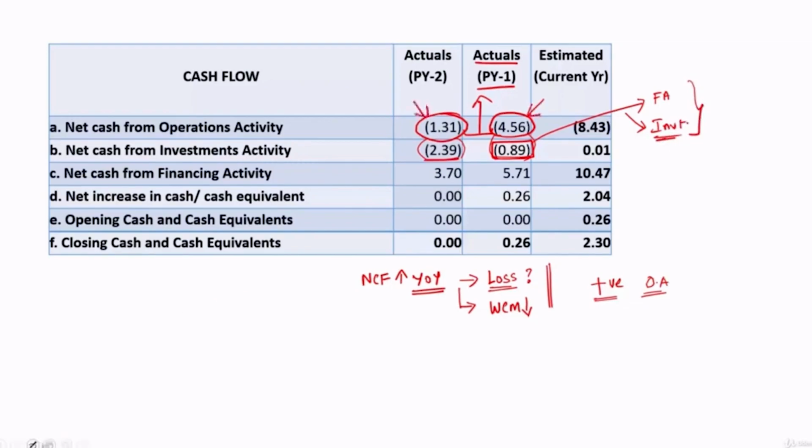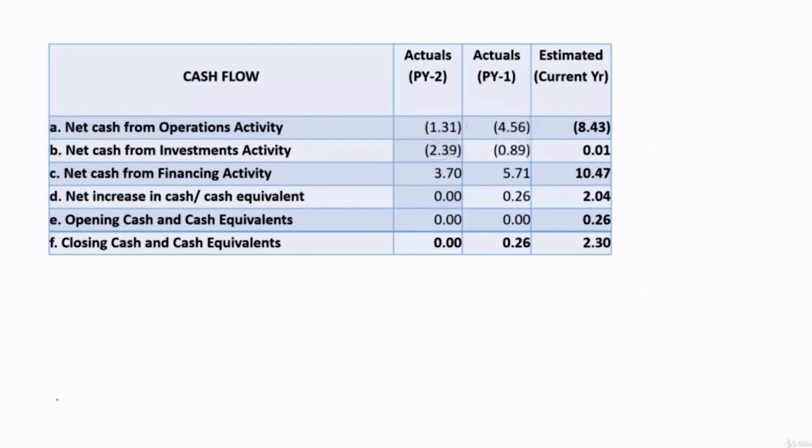So that should be studied and elaborated in the proposal. Then, they have negative cash flows in these two areas, and how did they get funds for all this? They got funds through financing activity. It means they have mobilized funds. So this 5.71 crore should be studied.